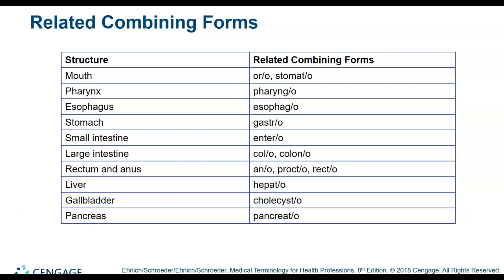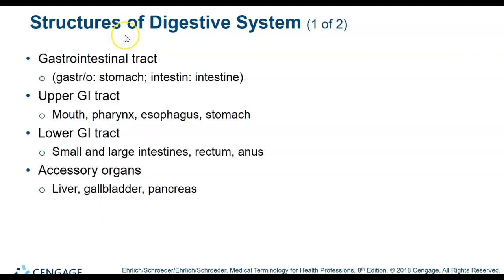When we look at the structure of the digestive system, it's broken up into different parts. The upper GI is the mouth, the pharynx, the esophagus, and stomach. And the lower GI tract is the small intestines, large intestines, rectum, and anus. And then we have the accessory organs, which are the liver, gallbladder, and pancreas.